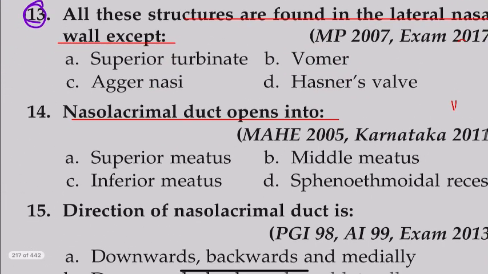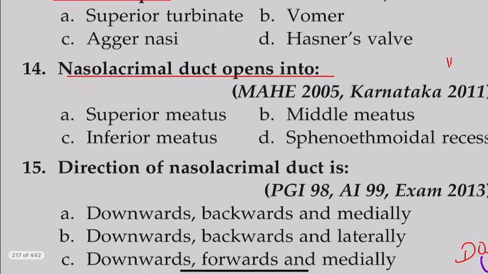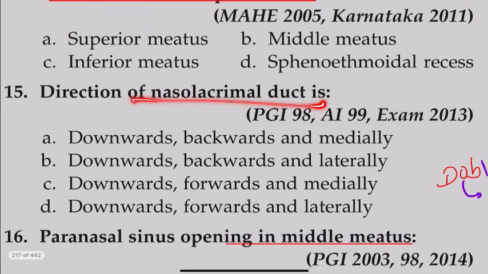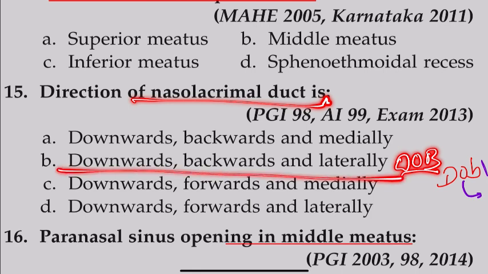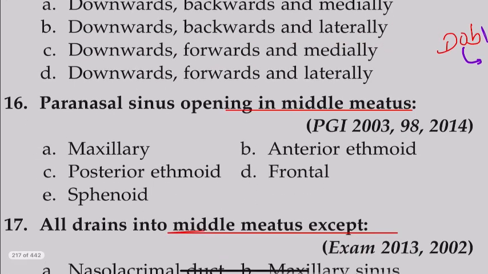The nasolacrimal duct opens into the inferior meatus. The direction of the nasolacrimal duct we remember as DOB: downward, outward, meaning lateral, and backward. So option B is the right one: downward, backward and lateral.